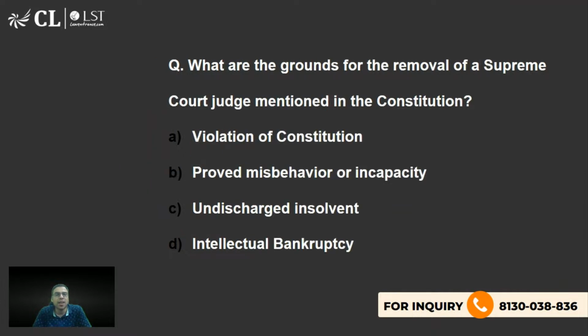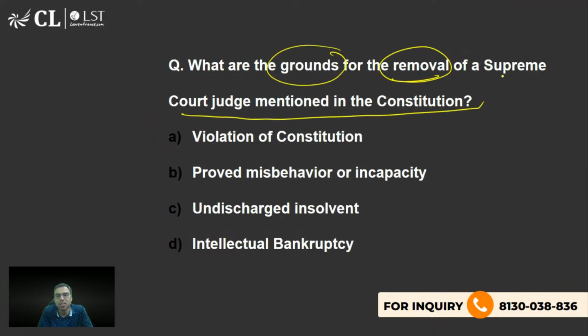Let's move on to the next one. What are the grounds for the removal of a Supreme Court judge mentioned in the Constitution? Violation of the constitution, proved misbehavior or incapacity, undischarged insolvent, intellectual bankruptcy. मतलब क्या, किस कारण एक सुप्रीम कोर्ट के जज को रिमूव किया जा सकता है जो कि कॉन्स्टिट्यूशन में मेंशन्ड है? कौन सा टर्म मेंशन्ड है? What is the right answer? Which term is mentioned in the constitution regarding removal of a Supreme Court judge?